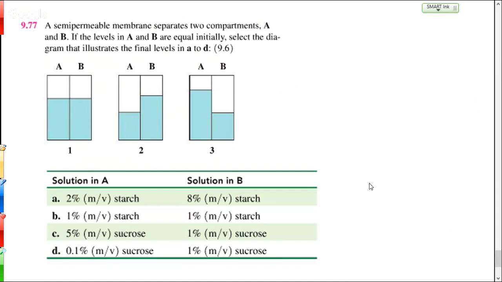2, right. The water flows from the lower concentration to the higher concentration. What about B? If we put 1% starch in each, what's it going to look like over time? 1? Yeah, not going to change because there's no difference in concentration. What about C? If we put 5% sucrose in one and 1% sucrose in the other, what happens? Go with 3?